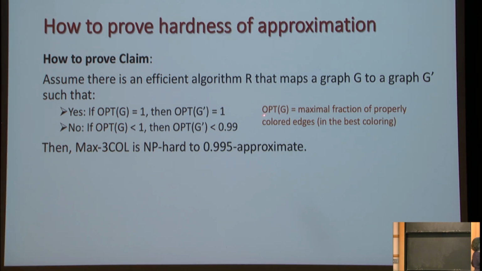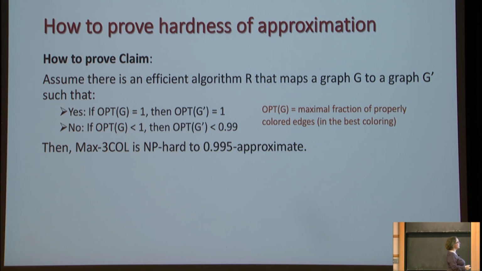this is the largest fraction of properly colored edges. So you go over all possible colorings, and opt is the maximal fraction. So opt being 1 means that the graph is perfectly colorable. Okay, so suppose our algorithm is such that if opt is 1, then for G prime, opt is still 1. But if opt is less than 1, then for G prime, the gap is much bigger.